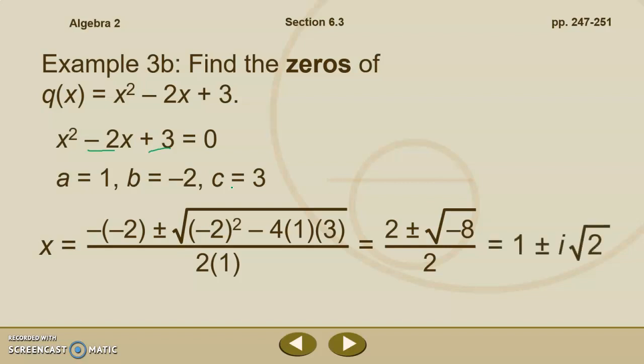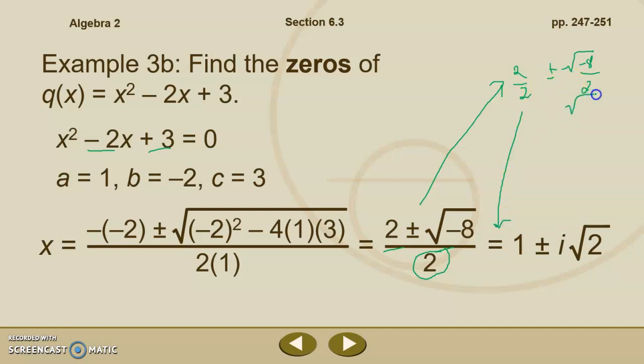But we're not quite done simplifying that. We can simplify that even further to become 1 plus or minus i root 2. Now, I'm going to show you how we simplified that in case we lost you here. Because we have two terms and a common denominator, we can write this as 2 over 2 plus or minus the square root of -8 over 2. Well, 2 over 2 just simplifies to 1, so that's where the 1 came from.